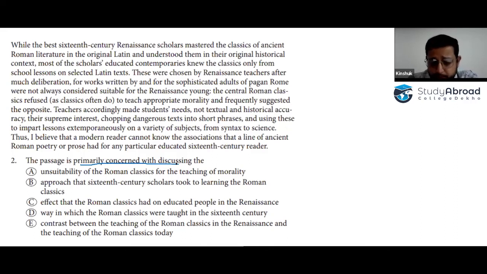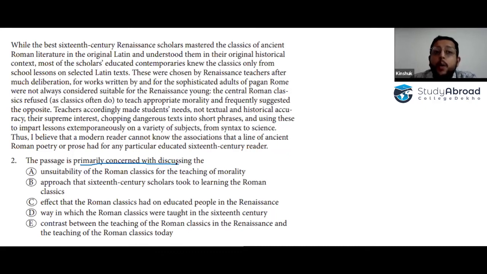Now, the main idea will always be something that is generic to the entire passage. It will not be from a specific part. So now what you need to do is move through the passage. You have to understand what is happening. You have to mark out something on your scratch paper in order to pay attention, to stay focused. Now what does it say? Let's go through the passage.